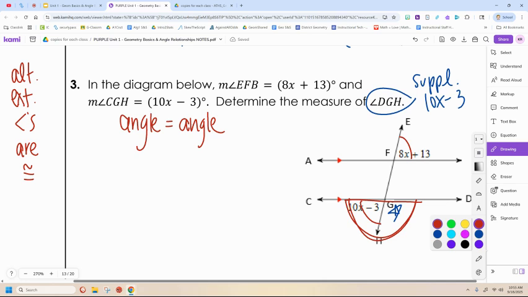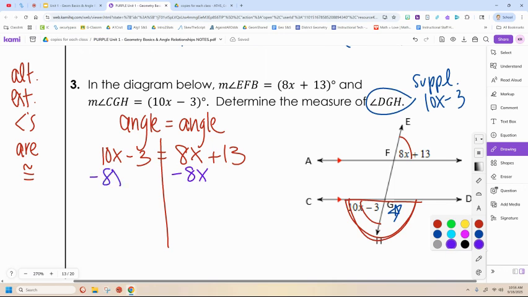Now, if you're planning, I'm going to write the 10x minus 3 first because that has more x's than 8x plus 13. This is not combining like terms, friends. What do we call this? Does anybody know? We got variables on both sides, right? So I look at the x's and I take away the x's first. So I take away the smaller. The reason why I take away the smaller is so I stay with positive x's.